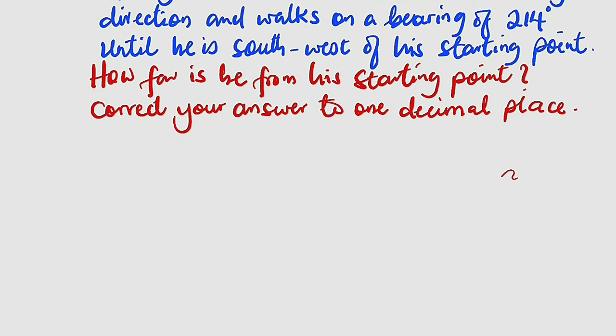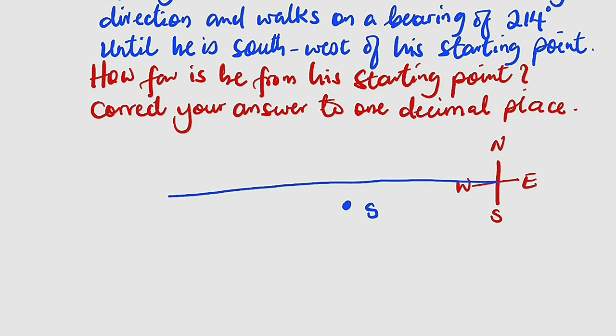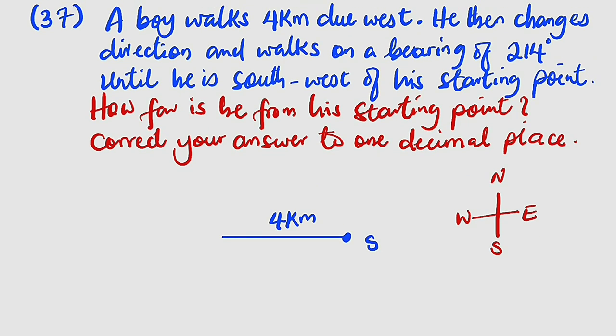All right. Let me draw the 4 cardinal points here. These are the 4 cardinal points. We have the north, the south, the east, and the west. So let's assume he started somewhere here. Let's call it starting point S. Then he walks due west, so directly horizontally to the left hand side, right? So from here we are going to draw 4 kilometers due west. This is 4 kilometers. Before he changes direction, but this time around he walks on the bearing of 214 degrees.